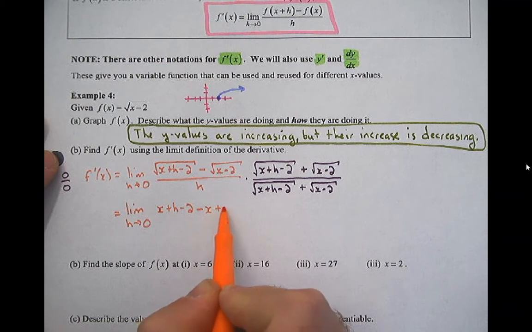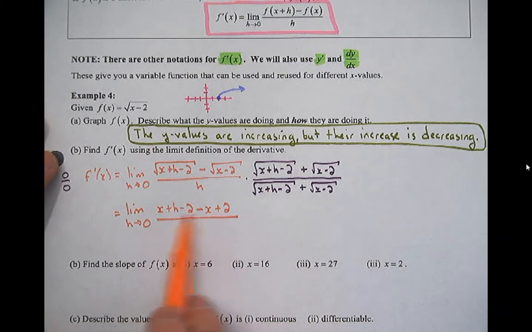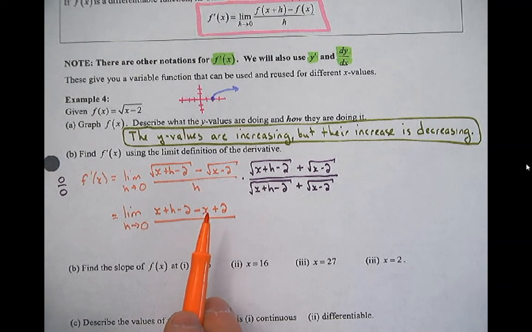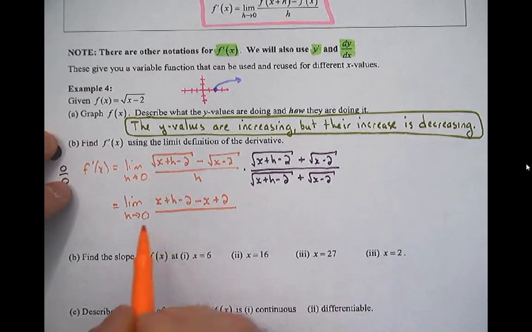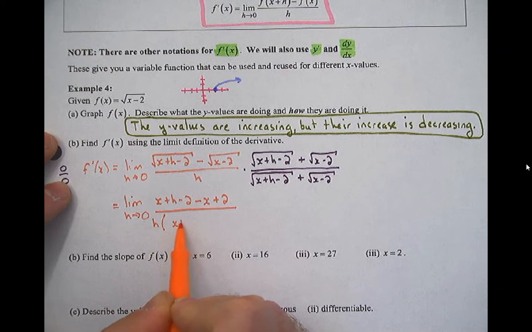Minus x plus 2 all over. Now, a quick check is to make sure that everything without an h is going to cancel. That's a sign that you probably did things correctly. If you didn't have stuff canceling, you're in trouble. All right, now the bottom becomes a lot messier. It's a good trade, though. Believe it or not, it is a good trade.